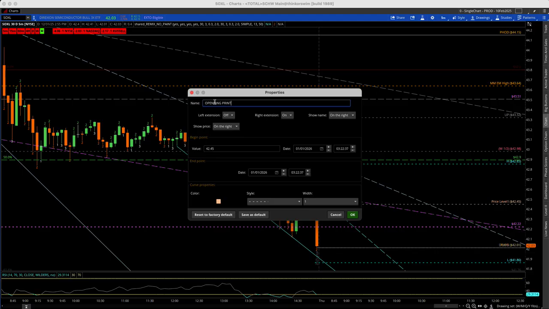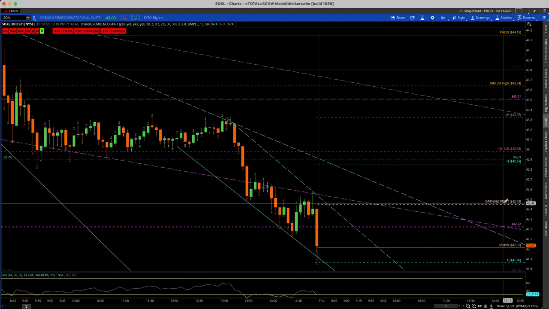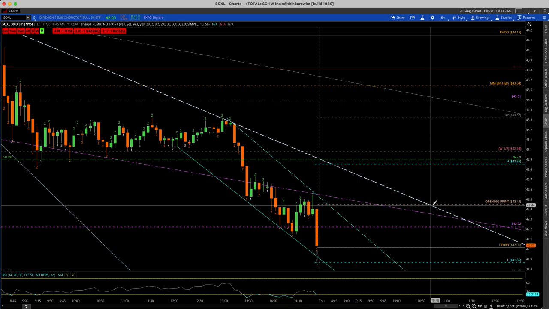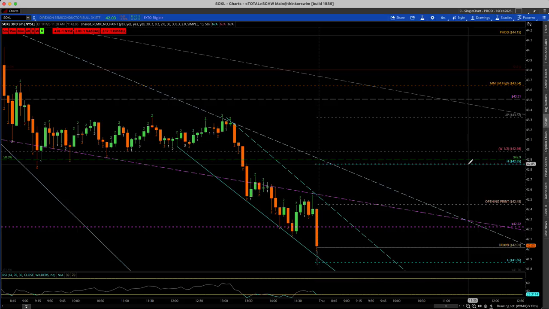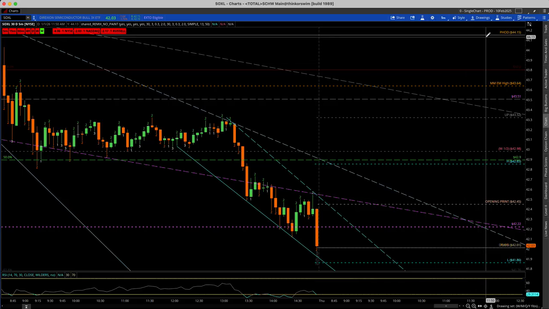If I can type. All right. So if this is our opening print on Friday, again, the simplest method that we use, we look for higher lows at or above opening print to get into calls. We're targeting overnight high and previous high of day.